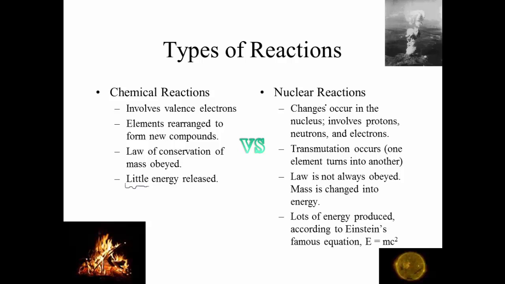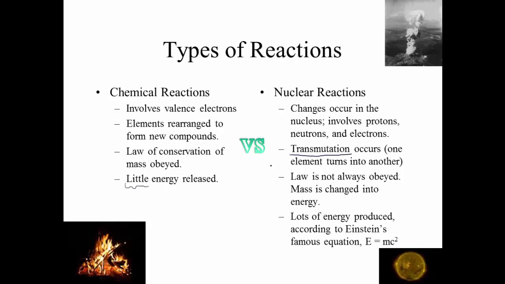So in this unit, we're talking about nuclear reactions. These are very different. The changes occur in the nucleus. That's what the name nuclear reactions means. It involves protons, neutrons, and electrons in the nucleus, so no valence electrons are involved. Rather than elements and atoms being rearranged to form compounds, we have something called transmutation occurring. And transmutation is when one element is changed into another.